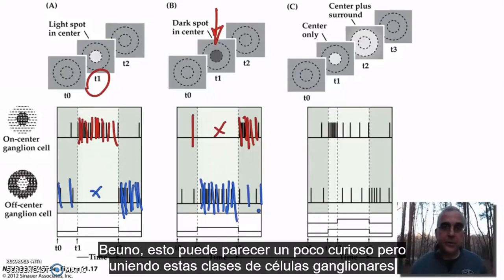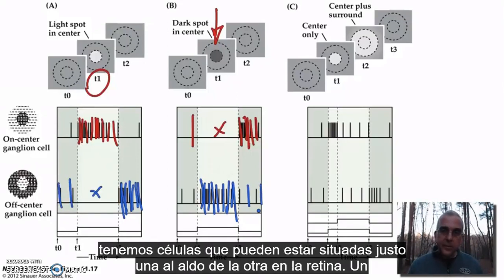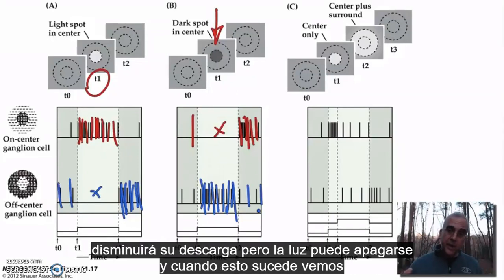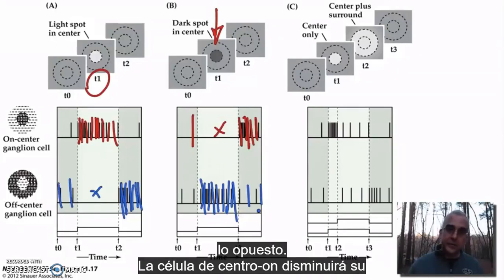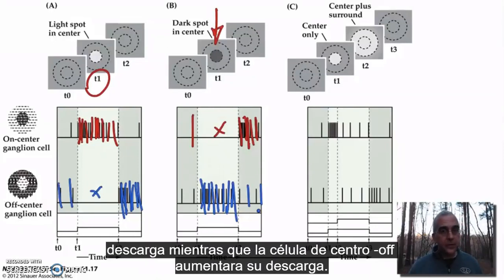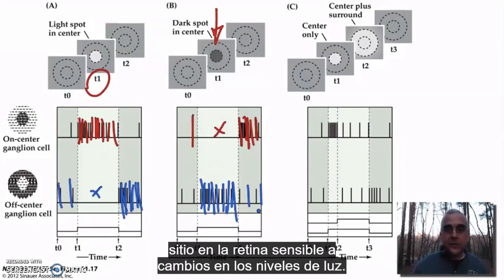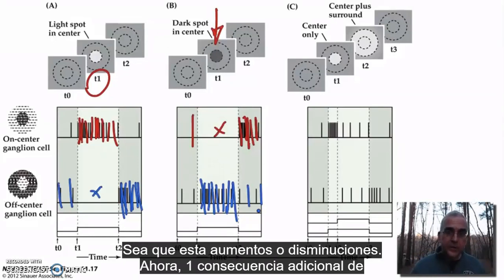Well, this may seem a bit curious, but putting these two classes of ganglion cells together, we have cells that might be sitting right next to each other in the retina. One member of the pair will increase its firing when light goes on, and the other will decrease its firing. But light can go off, and when that happens, we see the converse. The on-center cell will decrease its firing while the off-center cell will increase its firing. Putting these two kinds of cells together makes each location in the retina sensitive to changes in the levels of light, be they increases or decreases.